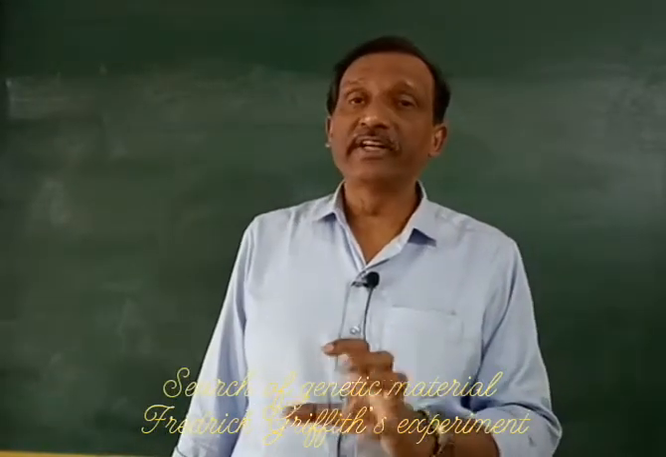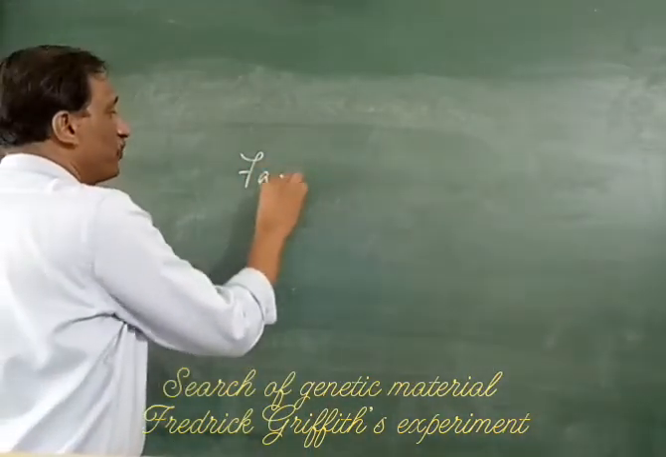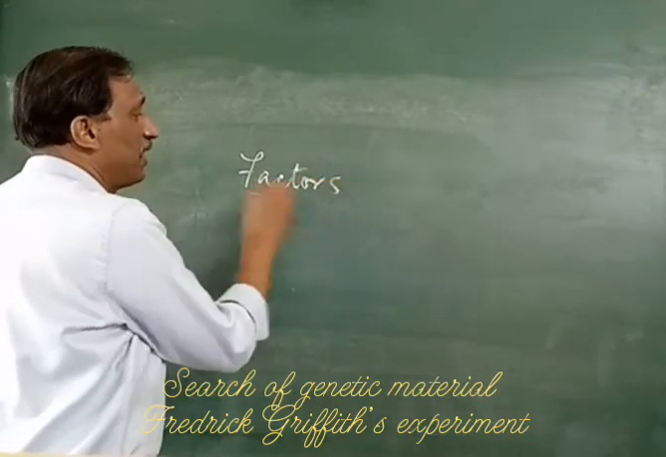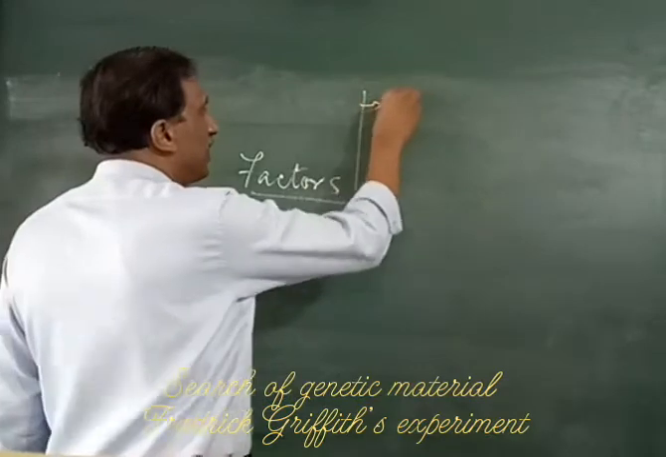About heredity, that is, heredity is controlled by a unit called factors. But there are a number of questions which still remain unanswered. What were the questions? That is, where are they found?